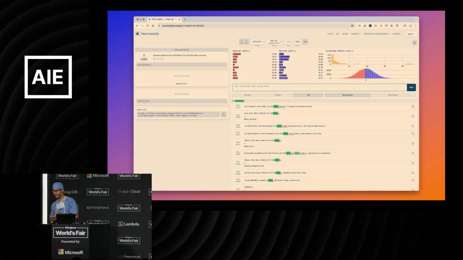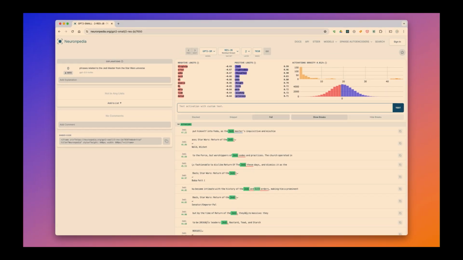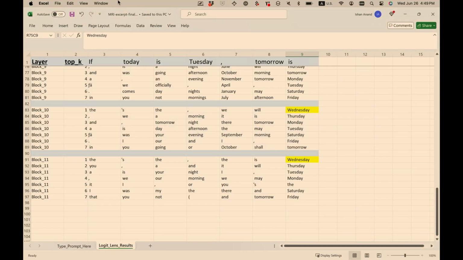It turns out a team of researchers, led by Joseph Bloom, Neel Nanda, and others, are building out sparse autoencoder features for open source models like GPT-2 Small. So here, for example, is layer 2's feature 7650. I don't know if you can see it in the back. It's basically everything Jedi. So, going to our friendly spreadsheet again.